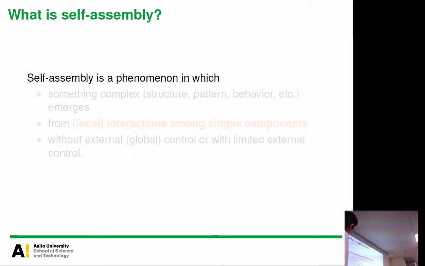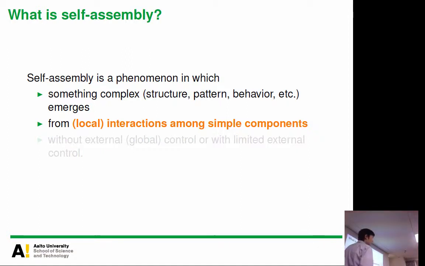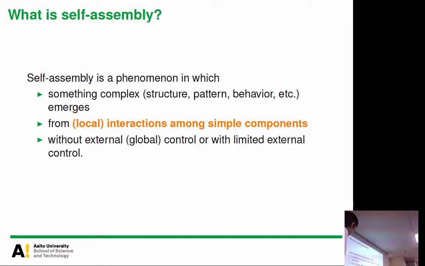So let me summarize. So what's self-assembly? Self-assembly is a phenomenon in which something complex comes out from very simple local interactions among simple components. Okay, so these components do not have so many complicated functions. I don't say that human beings are not complicated, but when we think about self-assemblies, we usually think about some very simple agents. And the key is this: without external controls, or maybe with limited external control.